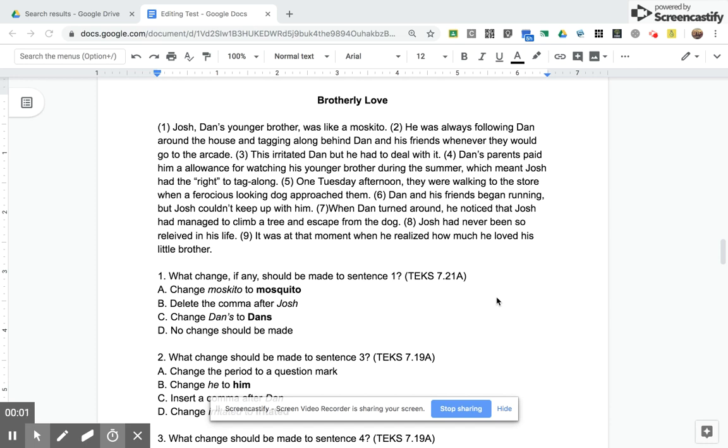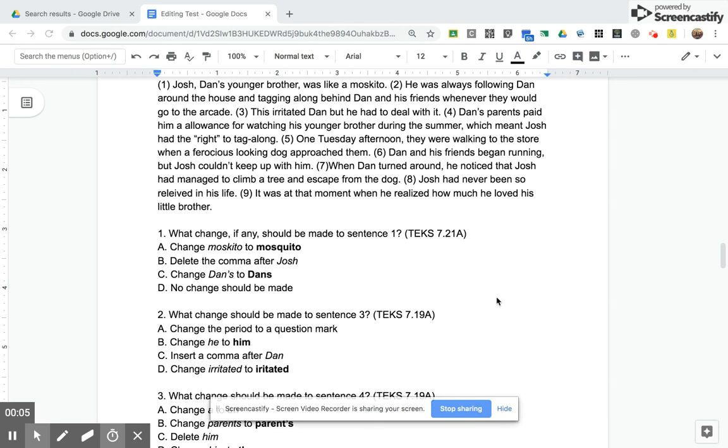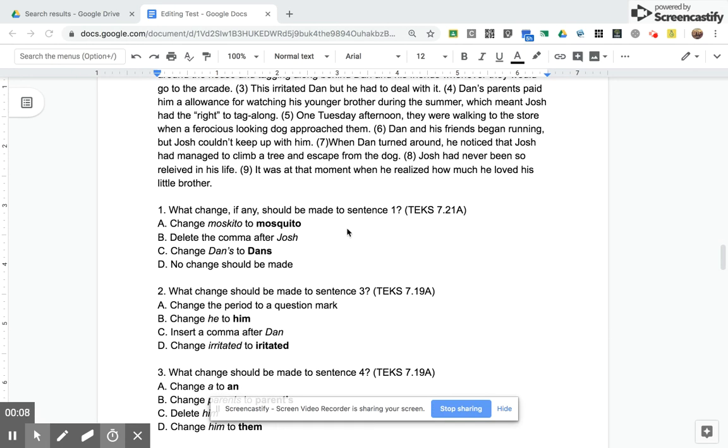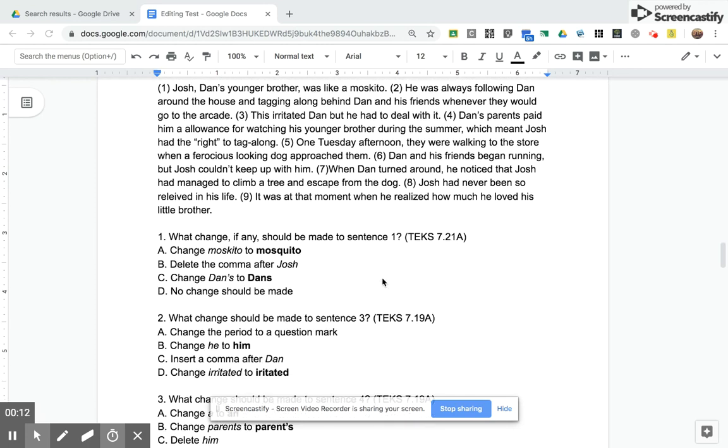Follow along on your paper as I highlight and go through strategies and read the questions. So first of all, I want you to highlight what you need to pay attention to in the passage. So first, we're going to highlight sentence one.